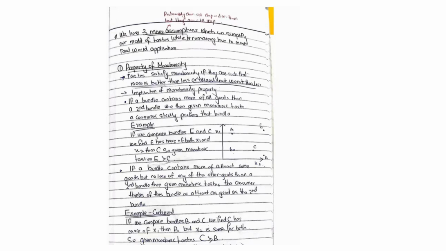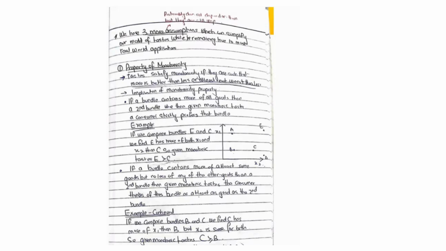We said rational tastes are those that are complete and transitive. We now want to look at three more assumptions that can help to simplify our model of tastes. Rationality does not depend upon these assumptions, but they are still important. So we're going to look at three assumptions. The first is the property of monotonicity.